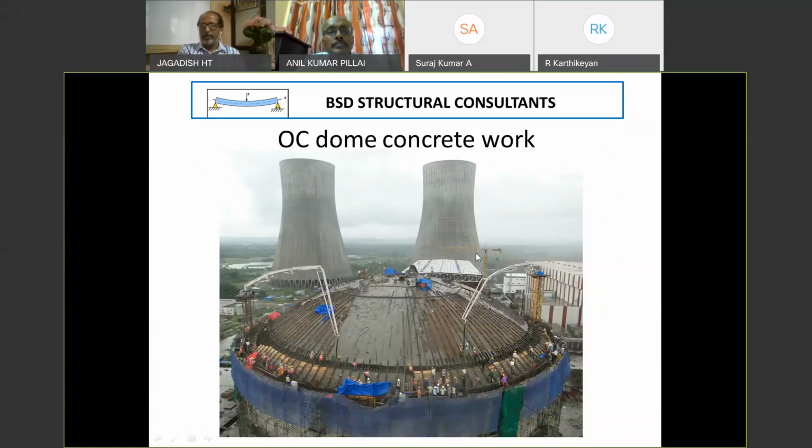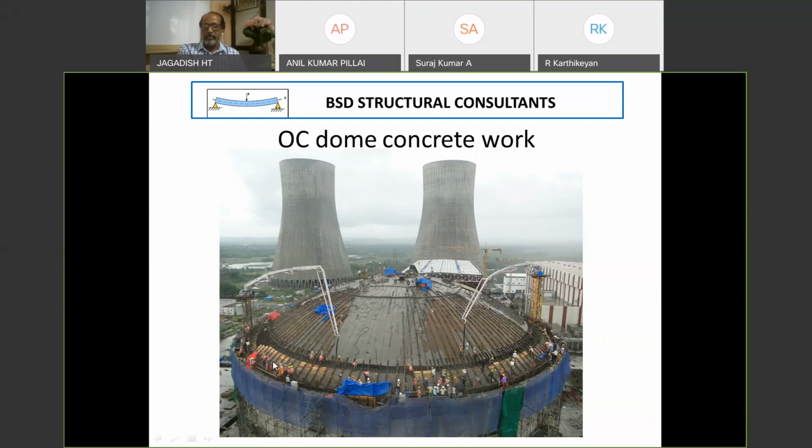Next dome is an OC dome. We talked about inner containment, and this is the outer containment dome. Here the concrete is done from top to bottom. Almost the complete dome is completed. You can see curing is going on. The lowermost level of the concreting is continuing. Again, this dome also has been done in multiple pours. This is the last pour that they are doing.